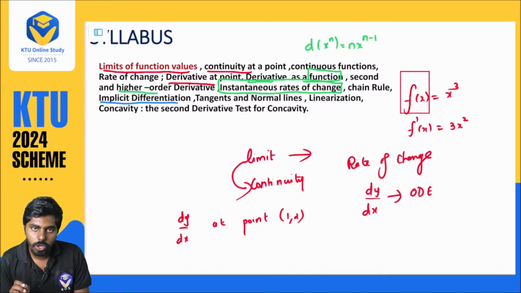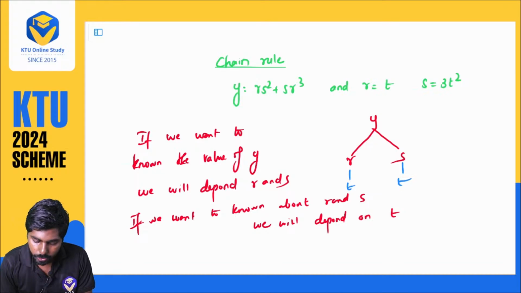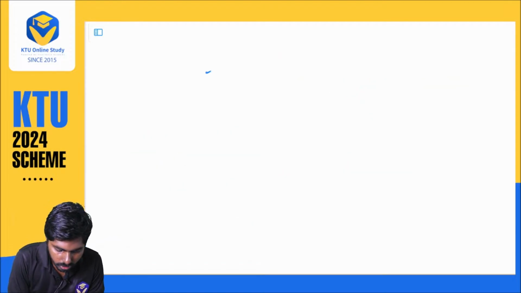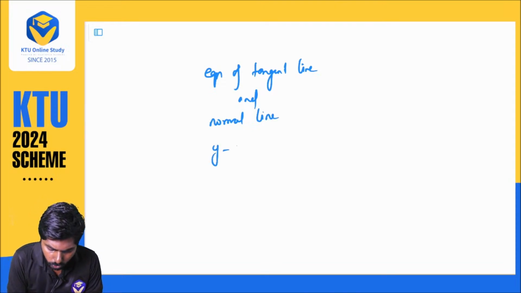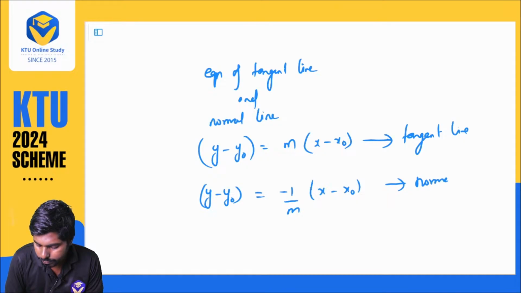And tangent and normal line is a very simple topic. You want to know the equation of the tangent line and normal line. The equation of tangent line is y minus y0 is equal to m into x minus x0. And y minus y0 is equal to minus 1 by m times x minus x0 is the normal line.